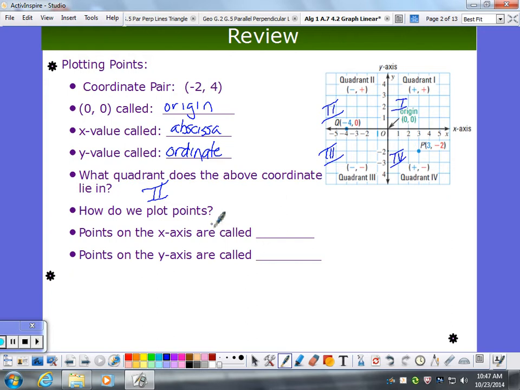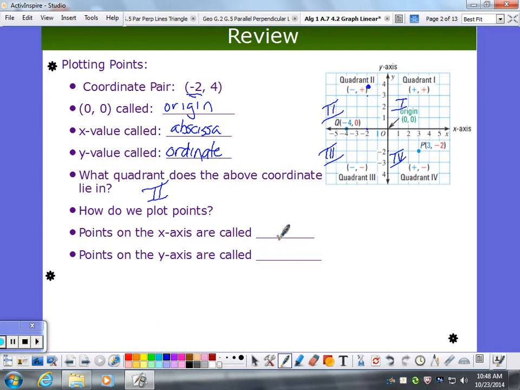How do you plot a point? Who can tell me in words how you plot a point? Well, first of all, let's say I'm plotting this one. Where do I start? I start at the origin, right? And then I look at this number, and what is that telling me to do? Go left, because it's negative. If it was positive, I'd go right. Go left 2. And then what does the 4 tell me to do? Go up 4. If it was negative, I would go down. That's how you plot a point.